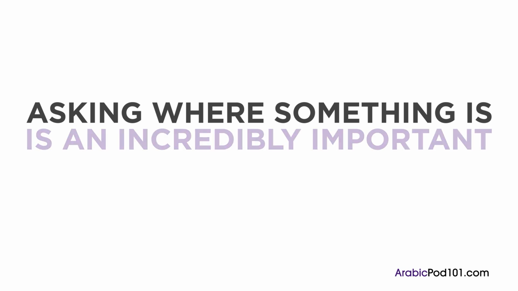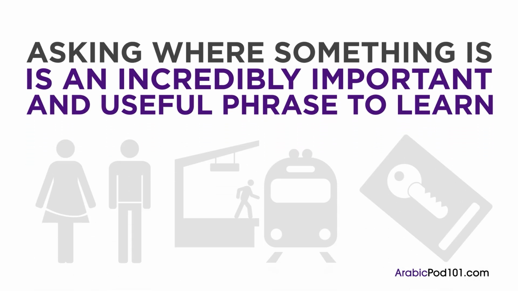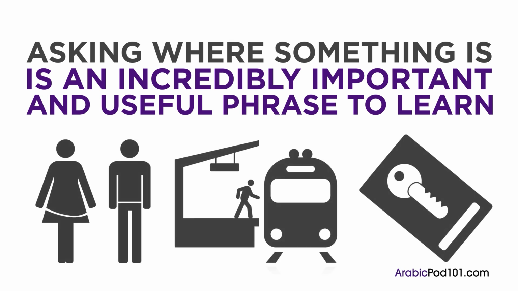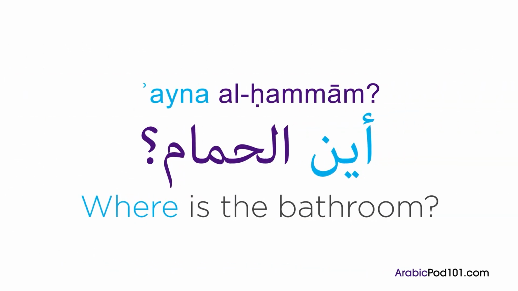Asking where something is an incredibly important and useful phrase to learn. You're going to need this when asking where the bathroom, the train station, or where the hotel is. To ask where something is, put where first: أين. And then add the name of the place or location. For example, if you want to ask, where is the bathroom?